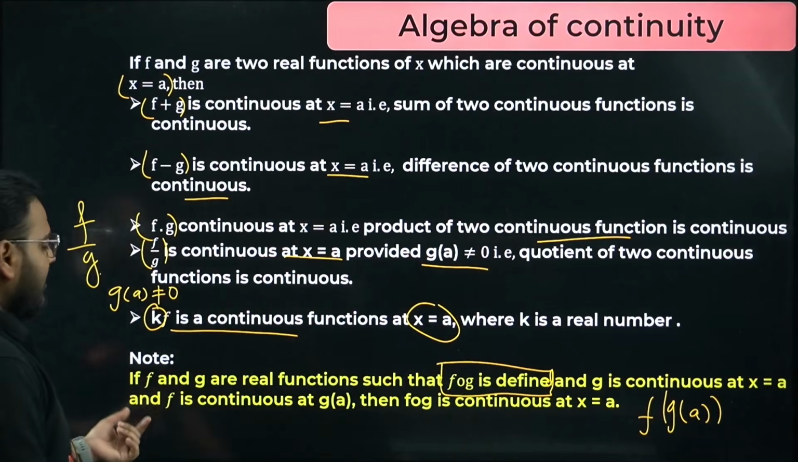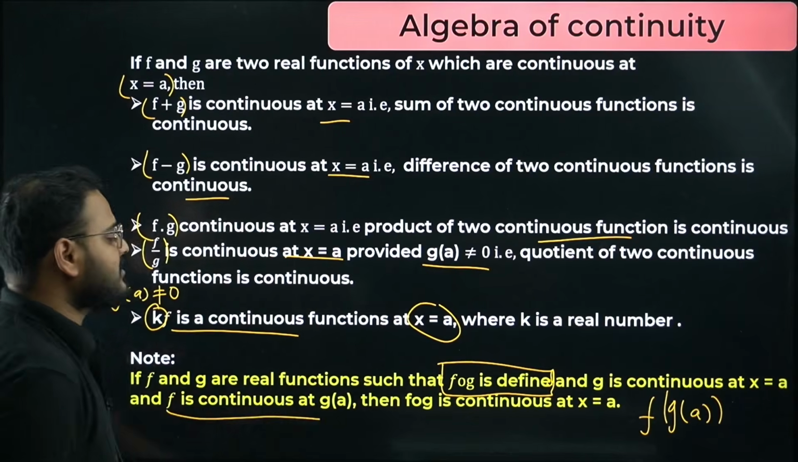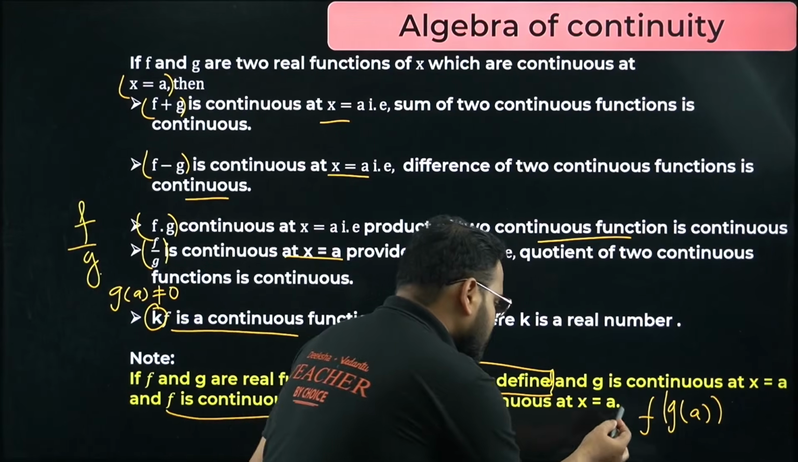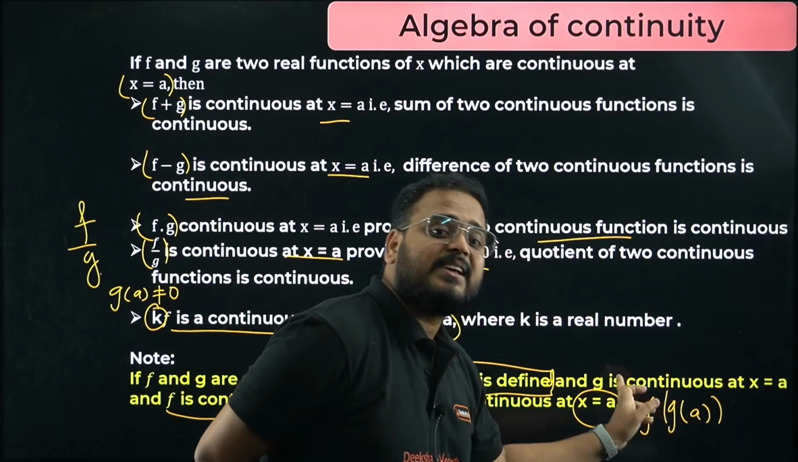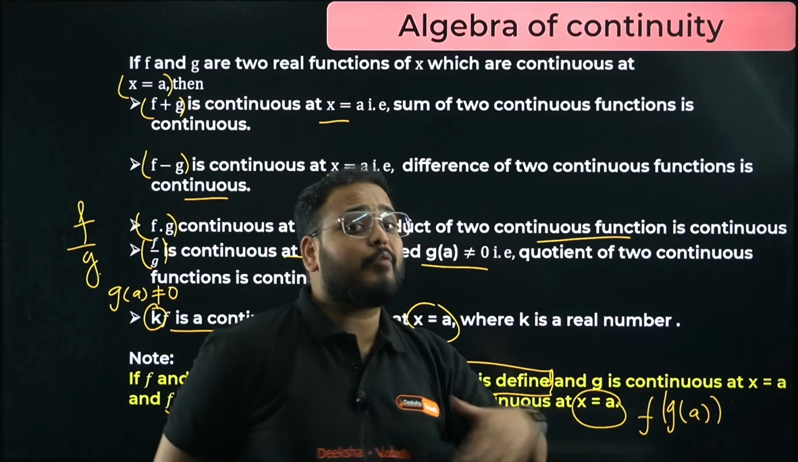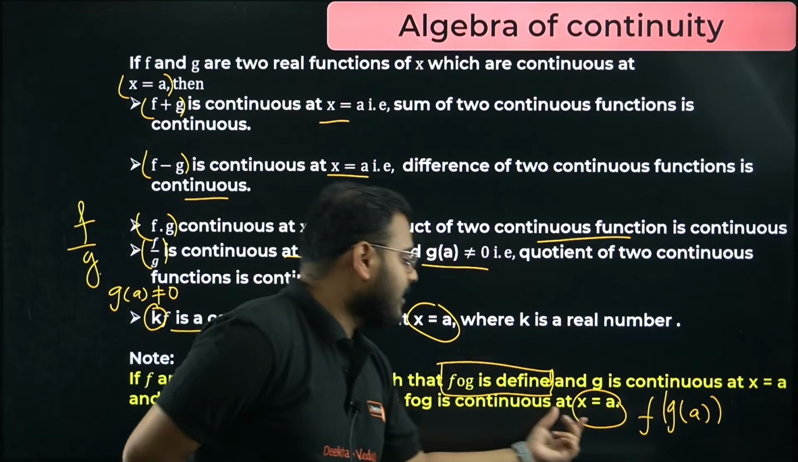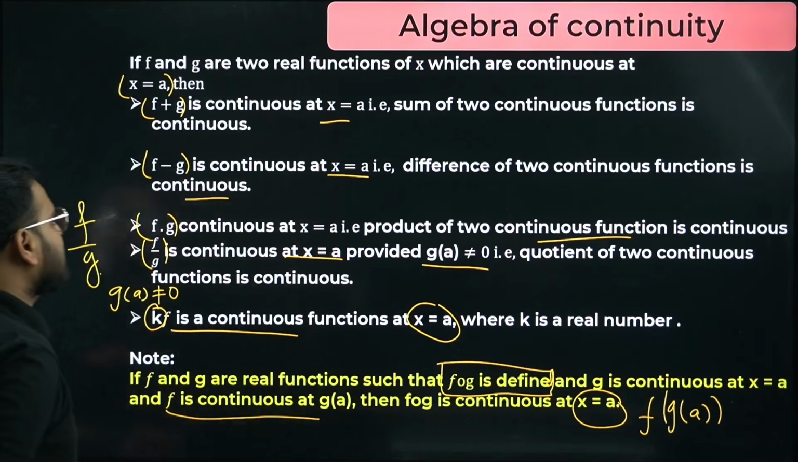Check this out. If f is continuous at g of a, then we say fog is continuous at x equals to a. First thing is g continuous at a. Second thing is f should be continuous at g of a. Then what we can say? That fog is continuous at the point x equals to a. I hope this is clear.